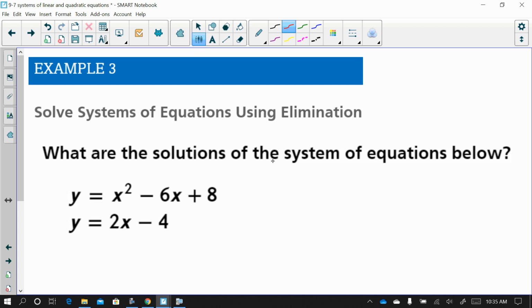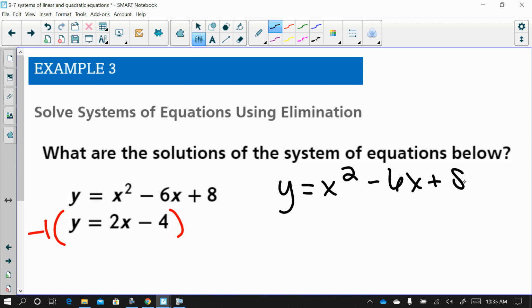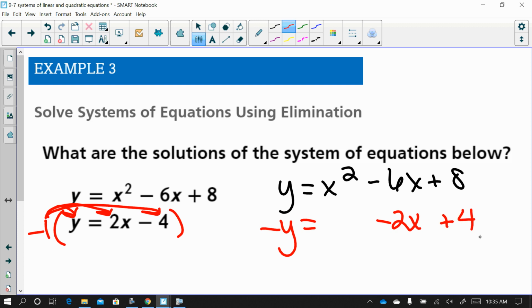So, okay, positive y, positive y. I need one of them to be negative. I'm going to choose to make this one negative because there's a lot less going on in this problem. So I'm going to just rewrite this one really quick. Okay, and then remember here, you need to make sure you distribute everywhere. So I get negative y equals negative 2x. I'm going to line that up right with the other x's. And then -1 times -4 gives me a positive 4. Now, I can add straight up and down.